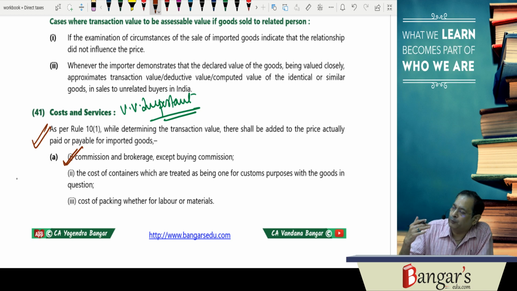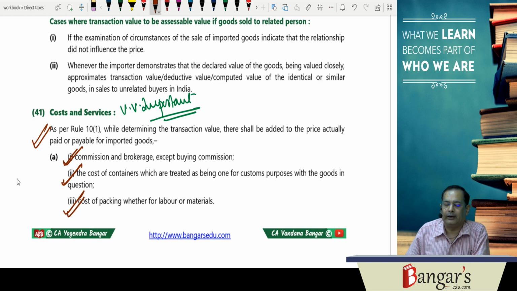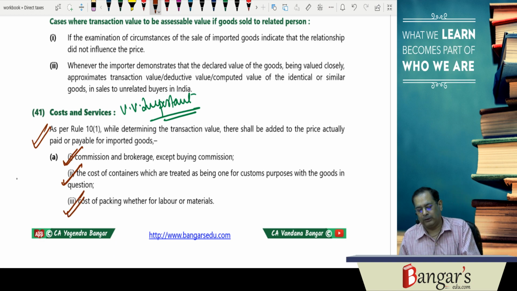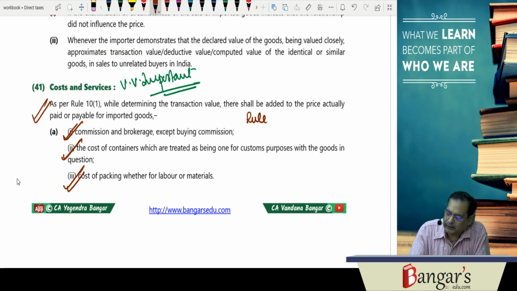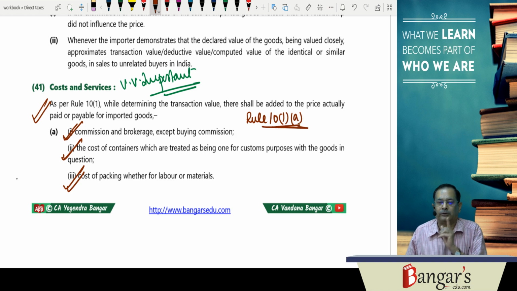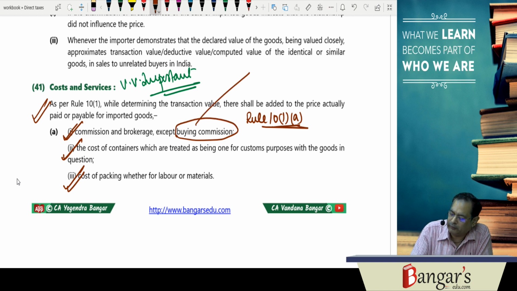If goods are imported along with the containers, then the cost of containers will be added, and cost of packing, whether for labor or materials. This is rule 10.1a. These are to be added, that is commissions and brokerages except buying commission. So buying commission, if it is given in question, same is not to be added.